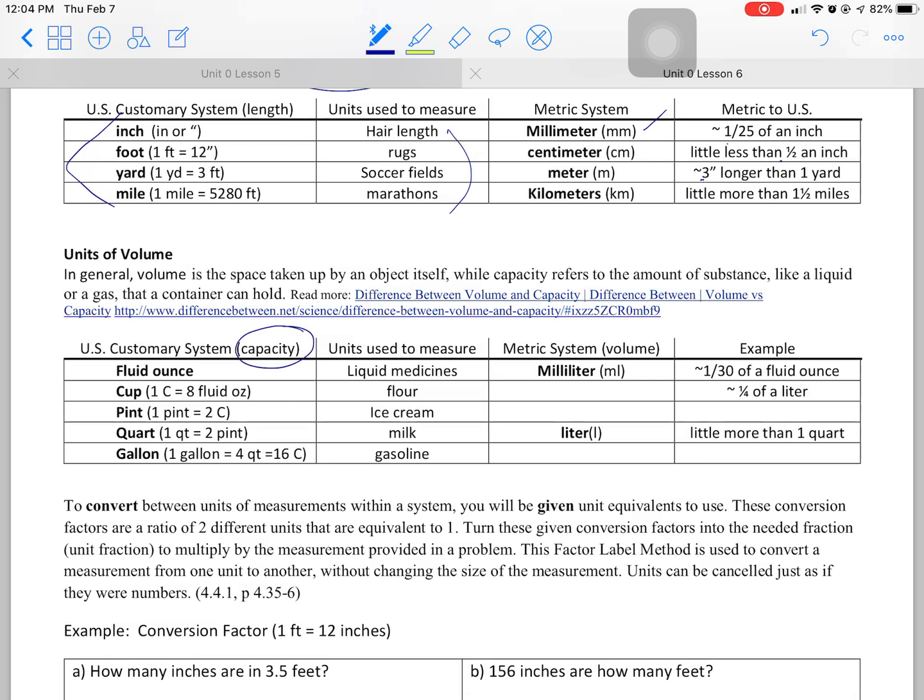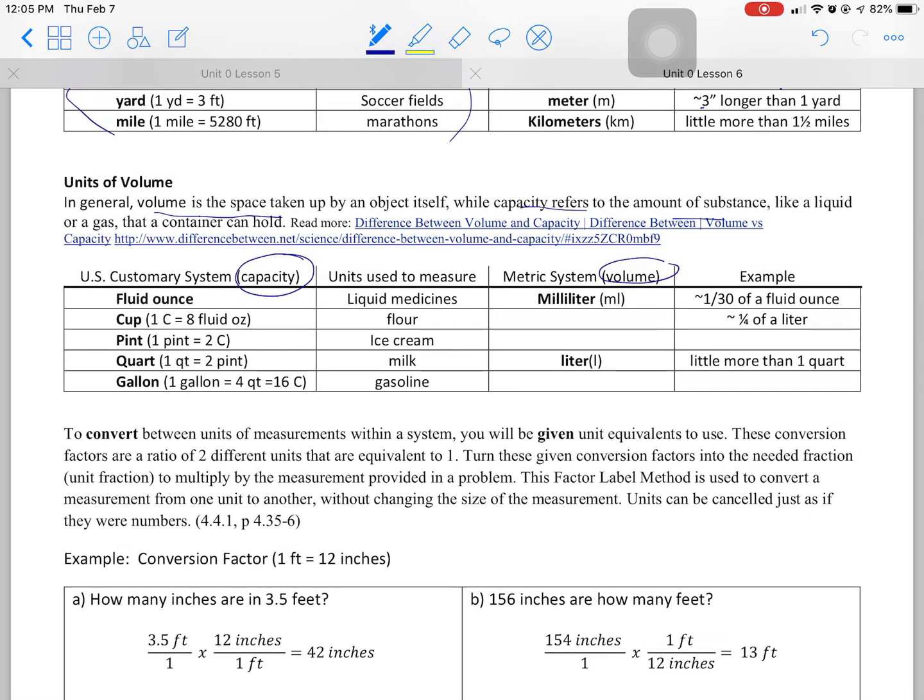Volume. The U.S. system is in capacity, metric is in volume. Capacity and volume are kind of like weight and mass. There's a little distinction between them. Volume is considered the space taken up by the object itself. Capacity refers to the amount of something, okay? There's a nice link there. If you are into science, it's kind of a different kind of thing. So in the U.S., we use these. In the metric system, you mostly hear about these.